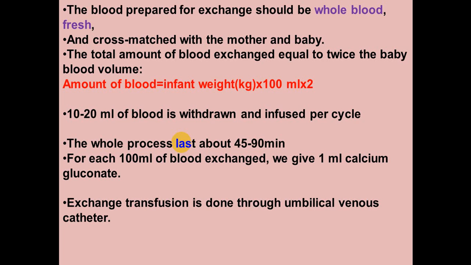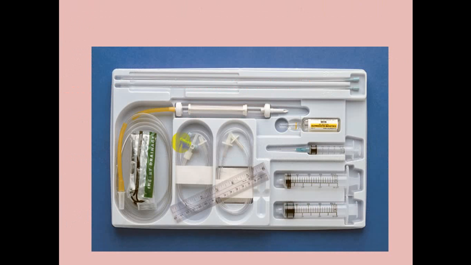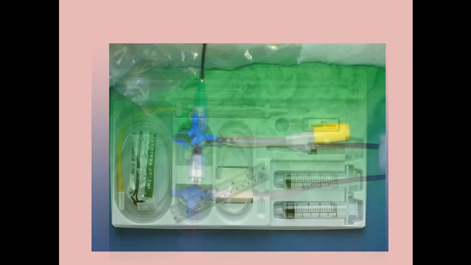In each cycle, we aspirate 10 to 20 ml of the blood from the infant and infuse per cycle, and the whole process lasts about 45 to 90 minutes. For each 100 ml of blood exchanged, we give 1 ml of calcium gluconate, and the exchange transfusion is done through the umbilical venous catheter. This is the exchange transfusion set that we are using in the neonatal care unit.